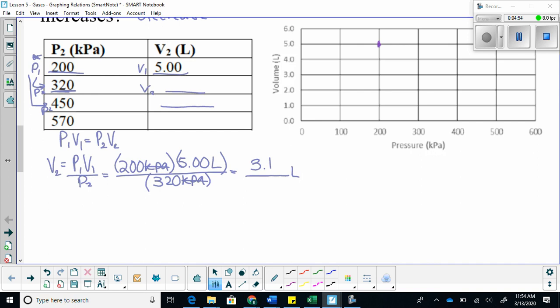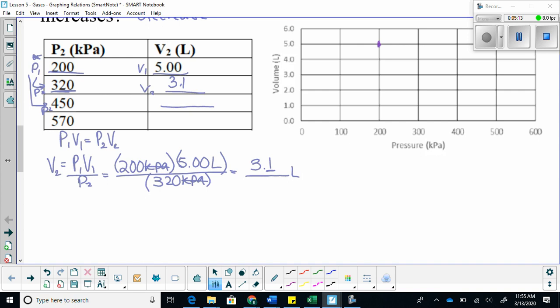3.1. When we are graphing, it makes sense to have 1 decimal point only, because if you get too accurate with your decimal points, it's hard to graph. So we're just going to do 1 decimal point when we are doing. So 3.1 liters.